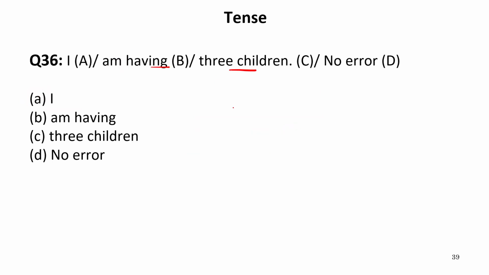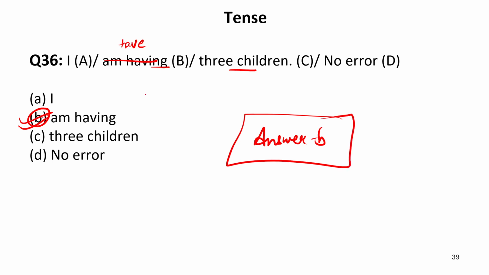I'm having 3 children. Now in this sentence, again a possession is given. So I'm having should be replaced with I have, because when we show possession, we use a static verb, not a dynamic verb, since it is not temporary. We cannot form it in continuous tense or the ing form of the verb. Therefore, the error is in part B. So our answer is B, and the correct sentence is I have 3 children. So this will be the correct sentence.